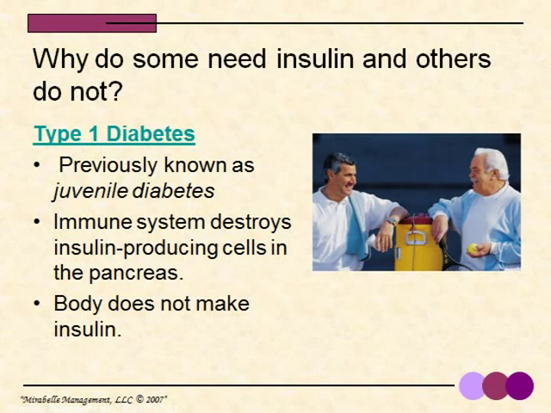Why do some people need insulin and others do not? First, we should take a look at type 1 diabetes, otherwise known as juvenile diabetes. The body's immune system destroys insulin-producing cells in the pancreas, and your body does not make insulin. Type 1 diabetes occurs in childhood and must be managed throughout a person's life.